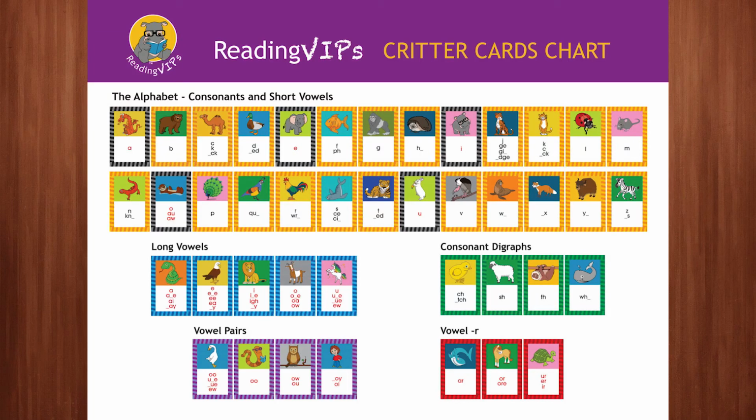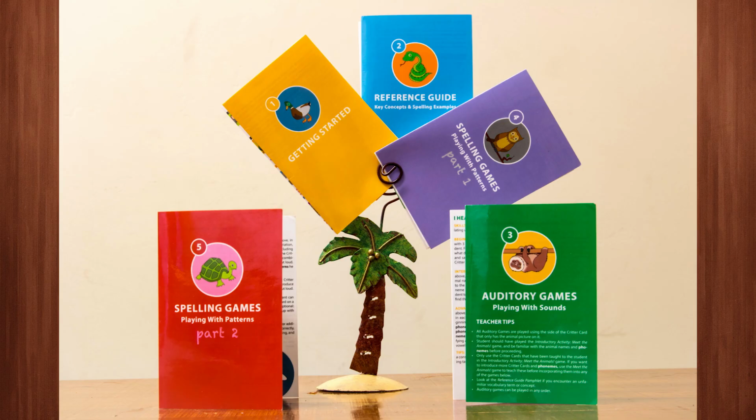Let's begin by articulating the phonemes or sounds and by reviewing the spelling patterns for each critter card in the ABC group. Refer to the critter card pamphlets for specific instructions for how to use the critter cards to play the auditory and spelling games.